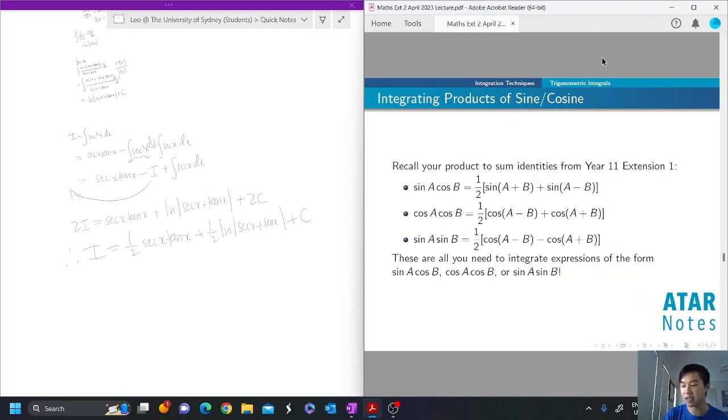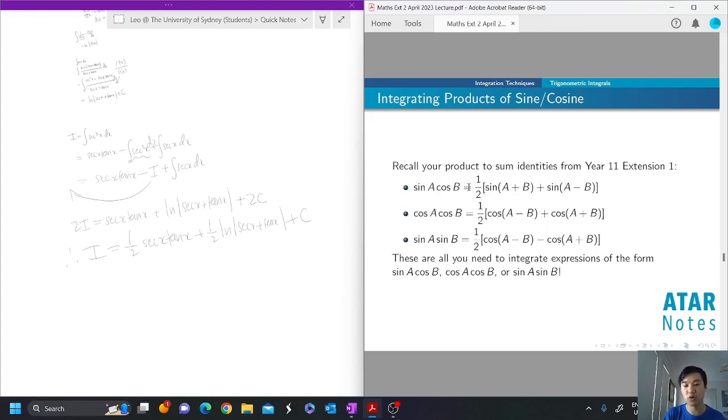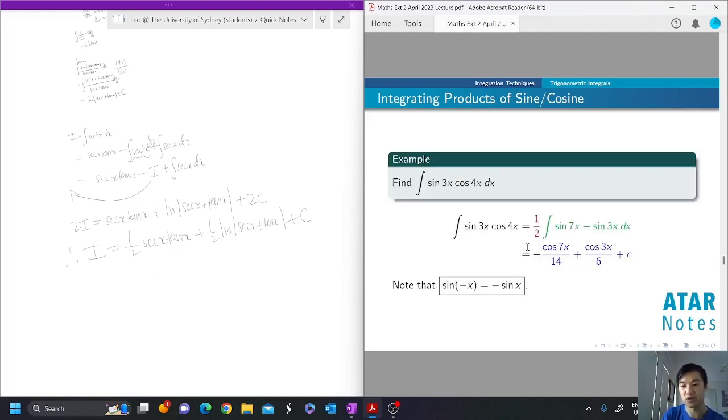Sometimes when you integrate, it's also useful to use your product to sum identities that you learned from extension 1 in year 11, and that will help you integrate when you have sine A times cos A as well. Or like cos A times cos B, sine A sine B. So for example, if you're asked to integrate sine 3x cos 4x, just remember your product to sum identities from year 11, and then you can integrate like so.